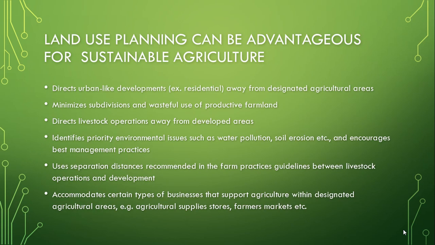So land use planning can be advantageous for sustainable agriculture. Some of the ways, for example, applying land use principles can direct urban-like development, such as your residential areas, away from lands that are designated for agricultural activities. So you're talking about zoning and creating zoning based on guidelines.